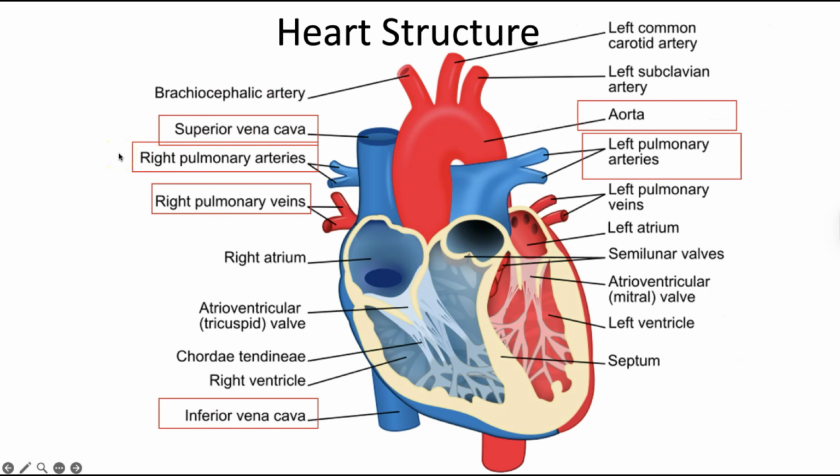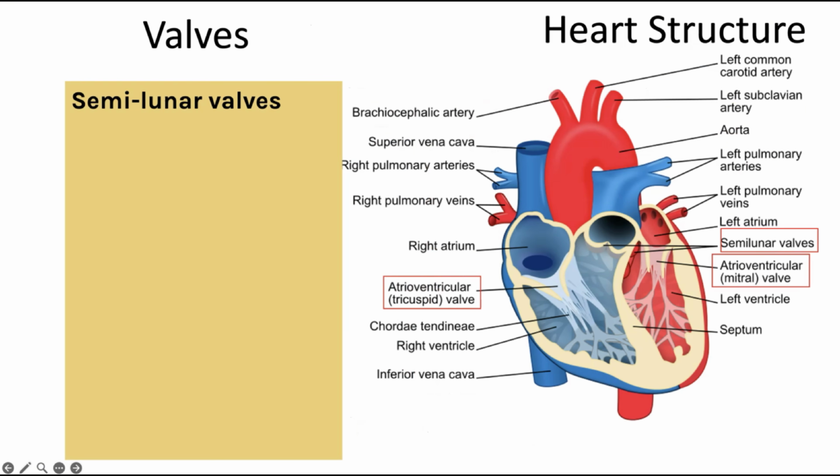Next is knowing the different blood vessels, which we actually touched on already because we talked about the pulmonary arteries are carrying blood away from the heart to the lungs. Pulmonary veins carry blood from the lungs back into the heart. The aorta is the artery that carries blood from the left ventricle to the rest of the body. And the vena cava carries blood from the body back into the heart.